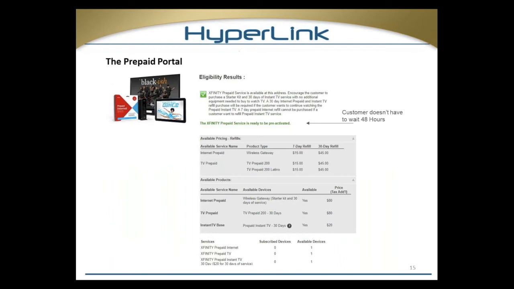The system is going to come back with the results of the address check, and in most cases the customers are going to be eligible. It's going to show you what packages or what products the customer is available for. So in this case, this customer is eligible for internet and also prepaid TV. So you'll see here, if that green bar comes up and says the prepaid service is all ready to be pre-activated, in this case, the customer does not have to wait the 48-hour period in order to activate their services. This customer's address is already in the system. They already have wiring, so this customer is good to go.